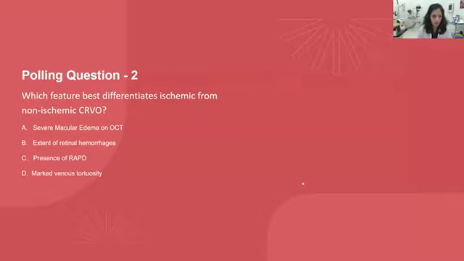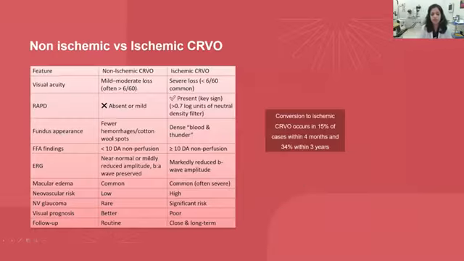So in non-ischemic versus ischemic CRVO, you can see the typical findings between these two. Of course, there are some cases which you may not suspect, but it can be ischemic. But usually what we look at first is visual acuity. Non-ischemic CRVO usually has a mild to moderate visual loss, and vision is most of the time better than 6/60, whereas ischemic CRVO will have severe loss that is less than 6/60. RAPD, which is the most important factor, and that is another important point for optometrists to pick up, because I did get a lot of questions about this, is presence of RAPD.